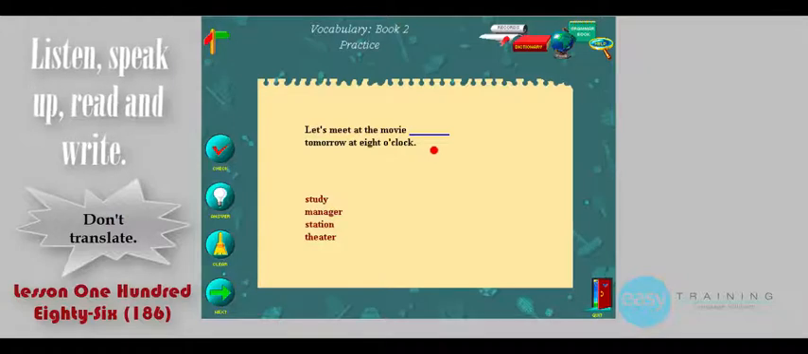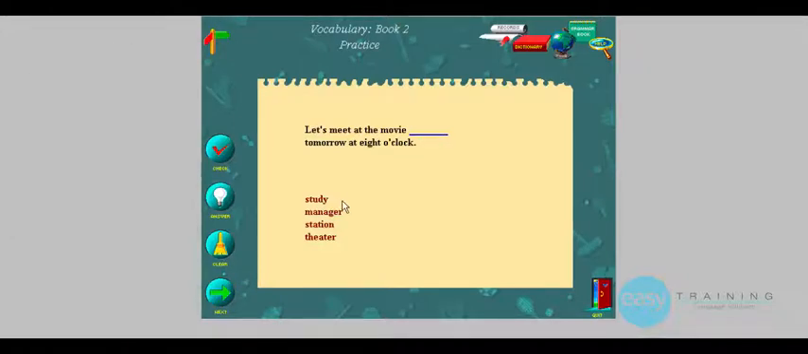Let's meet at the movie blank tomorrow at 8 o'clock. Are they meeting at the movie study? At the movie manager? At the movie station? Or at the movie theater? At the movie theater. They are meeting at the movie theater.